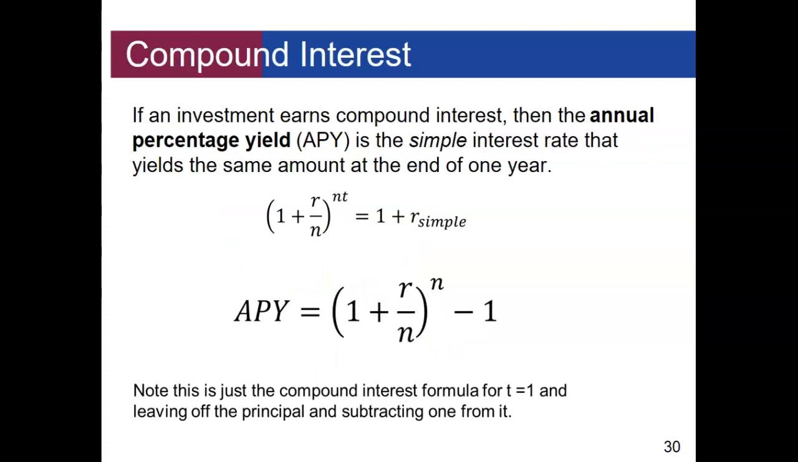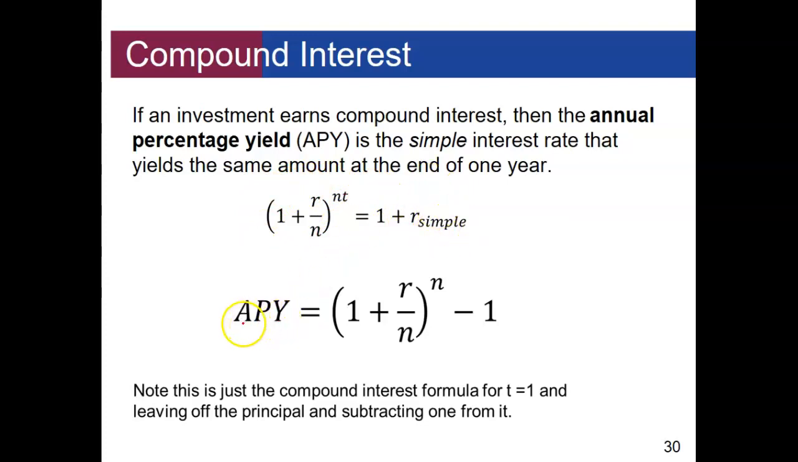Okay, another aspect of this is finding what's called the annual percentage yield. So you may see this reported at times. So the APY is basically saying, if it is compounded a certain number of times per year, what is the simple interest rate that is equivalent to that? So one way to think about that is, if you look at this part of the formula, it's equal to 1 plus your simple interest rate.